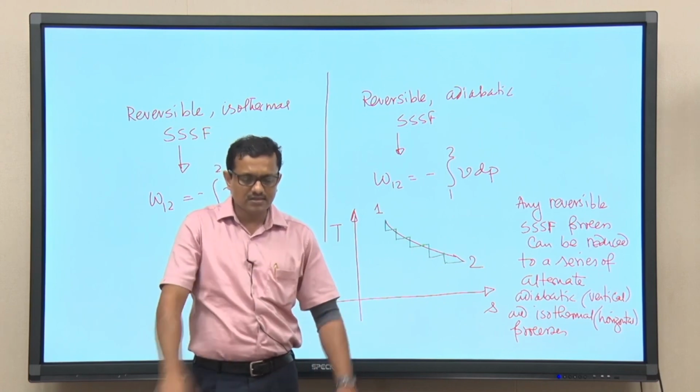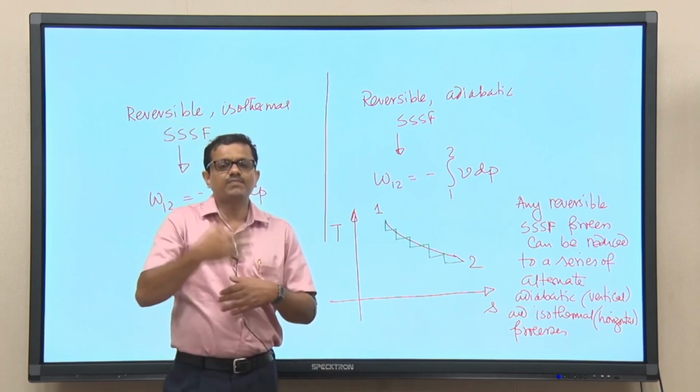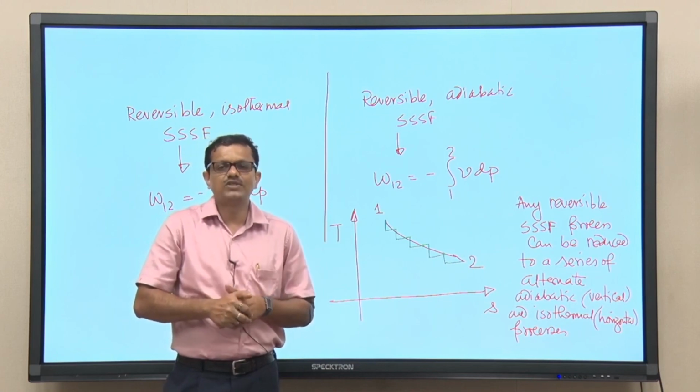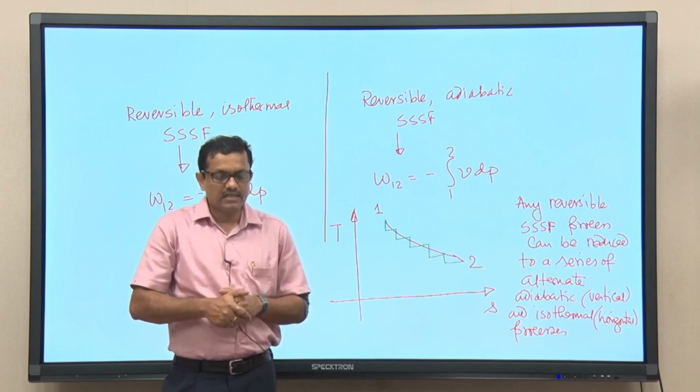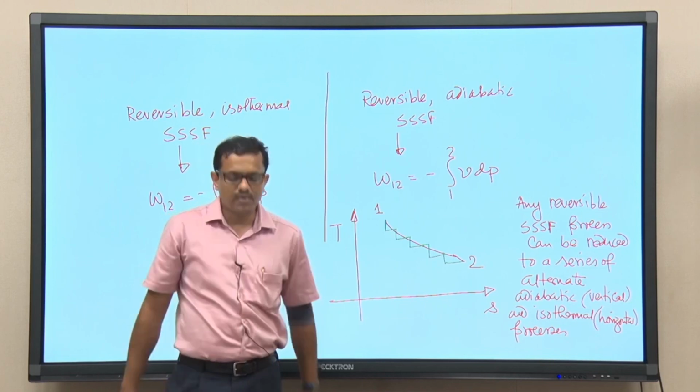So, with this we complete our discussion on the basics of the first and second law applied to the processes which are there in the power plant. In the next class, we shall start our discussion from the ideal power cycle.